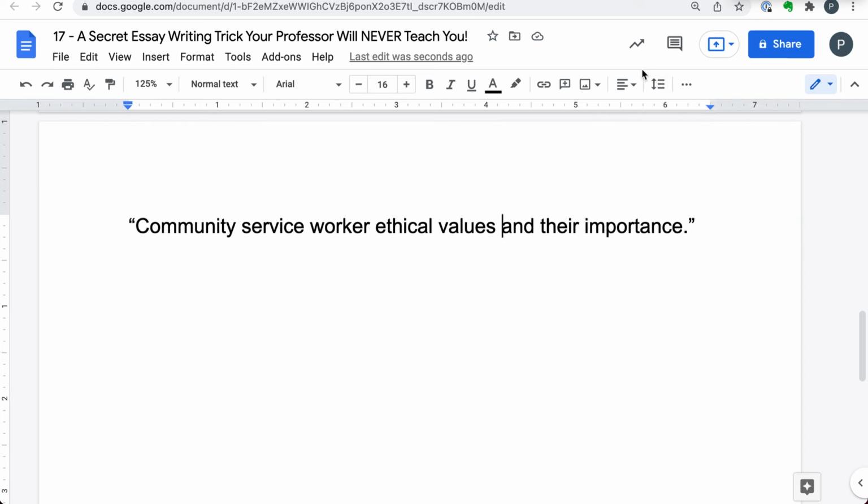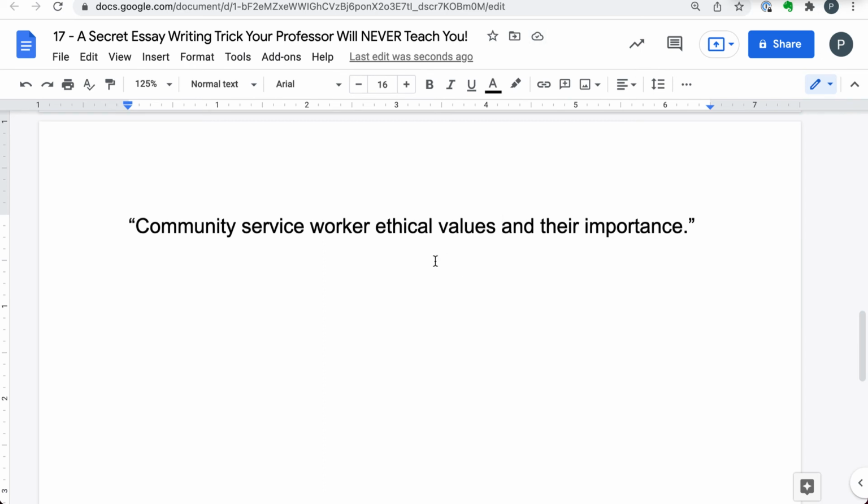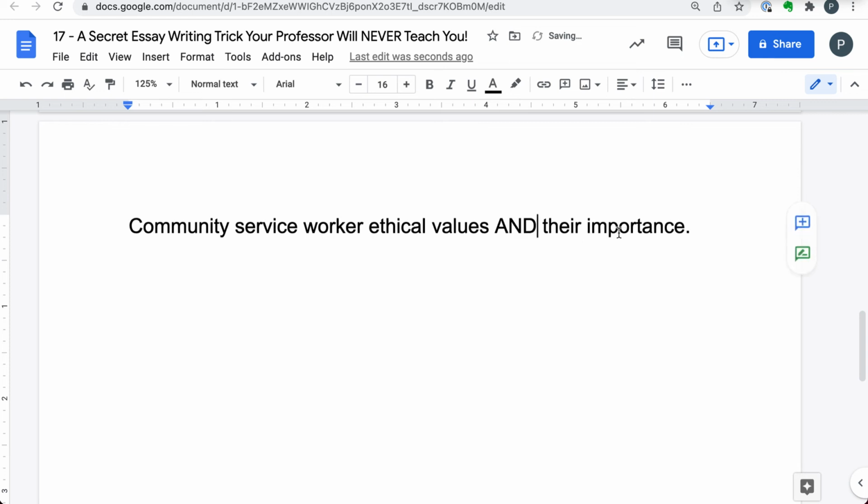Let's say that you do your research and you find these 6 principles, or whatever they may be. You need to do your research because you need to understand how many ethical values actually exist for community service workers. Or if you have to come up with your own, you come up with your own, however many you need. But now, how to turn this into an essay. Okay, community service worker ethical values and their importance. This is a legitimate topic.